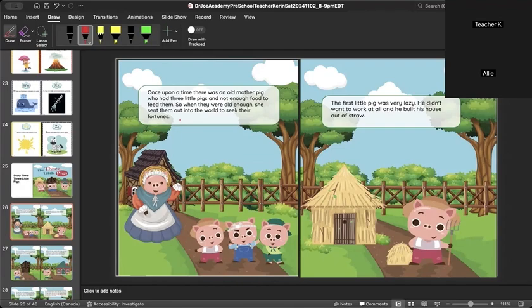Go on to the next sentence. So when they were old enough, she sent them out into the world to seek their fortunes. Okay, so when they were old enough, which you got right, she sent them out into the world to seek their fortunes. Can you repeat this word? Seek their fortunes. Perfect. On to the next sentence, please.